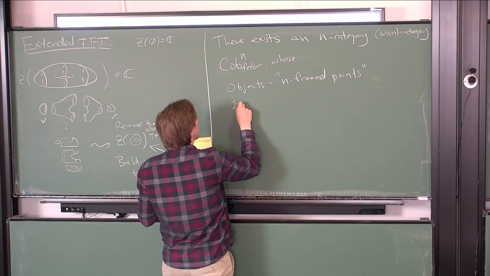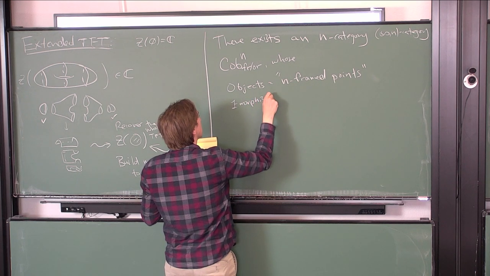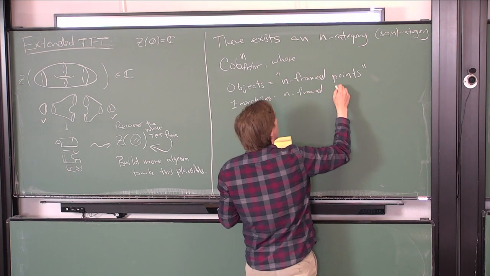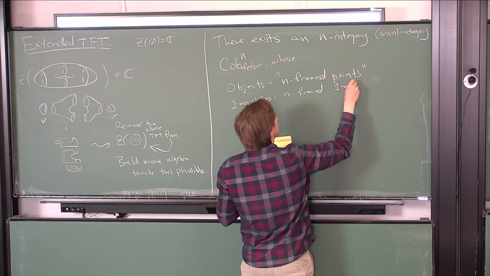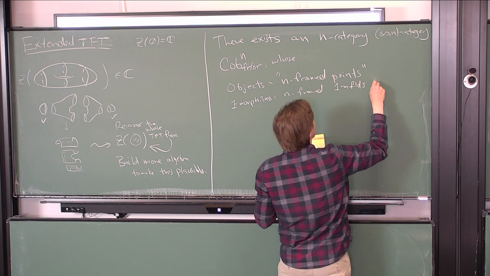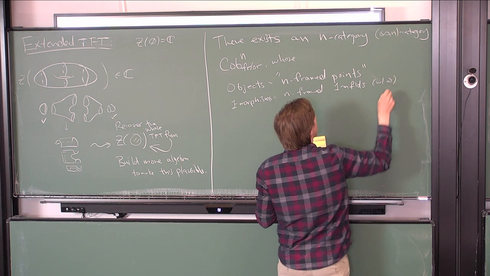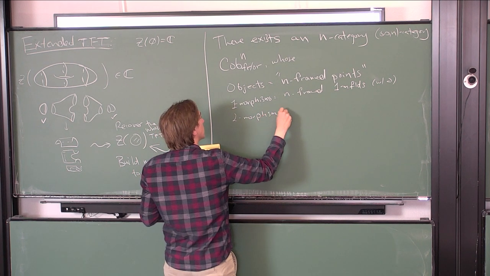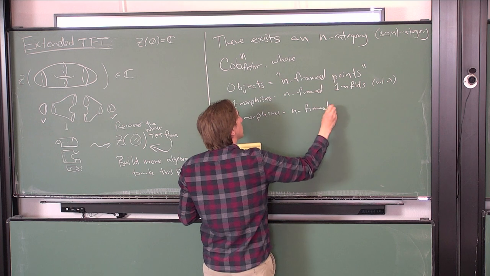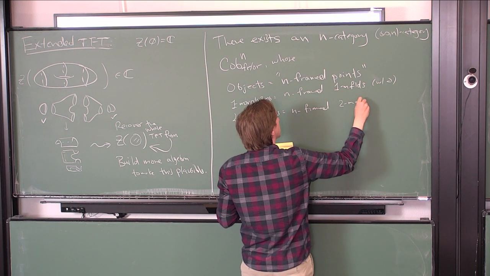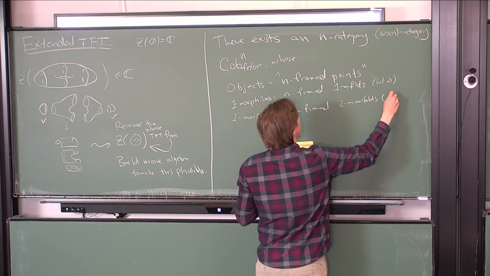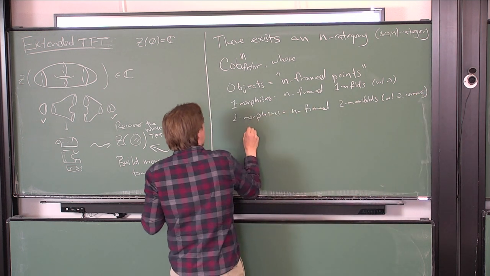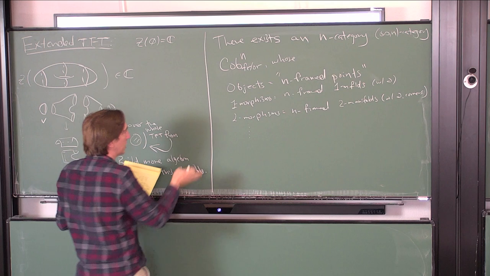One-morphisms: these are n-framed one-manifolds, typically to make sense with boundary. Two-morphisms: these are going to be n-framed two-manifolds with boundary and corners. I'll say what I mean by that. And then we're going to keep going in a sort of predictable way.